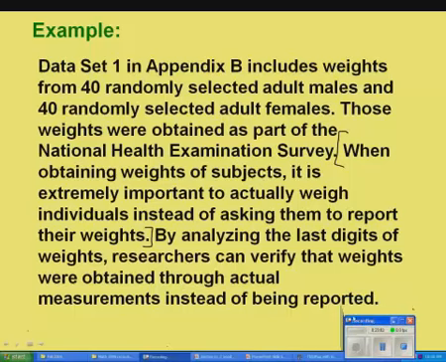Now, we have some data in the back. It says, by analyzing the last digits of weights, researchers can verify that the weights were obtained through actual measurements instead of being reported. How? How could you tell if the data came from people being weighed or people reporting their weights?